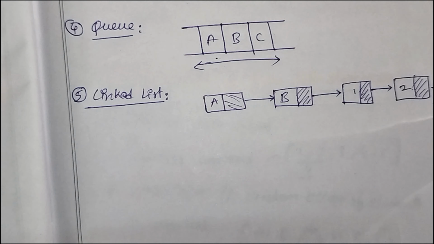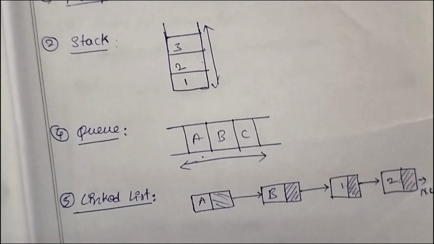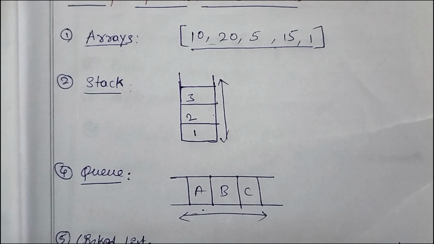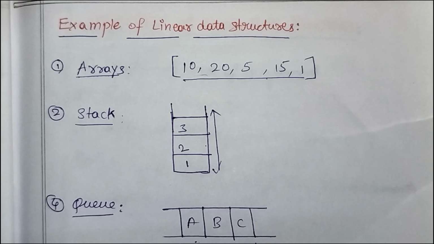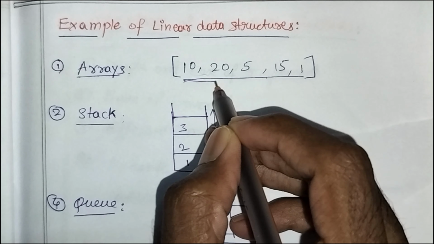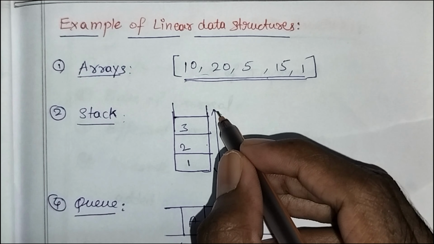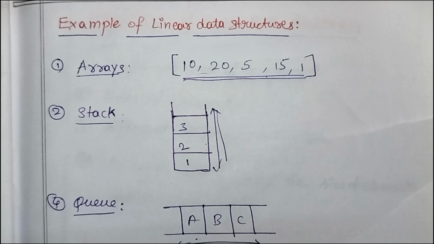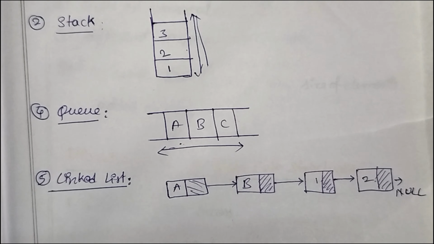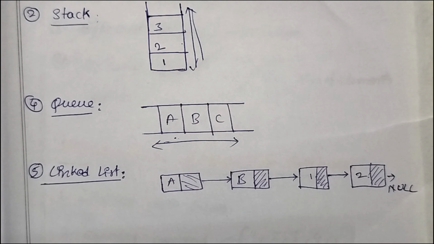If we look at examples, array, stack, queue and linked list are examples of a linear data structure. Here the elements are arranged in a linear way. There are no multiple levels and no hierarchical structure. All are arranged in a linear, one level structure.